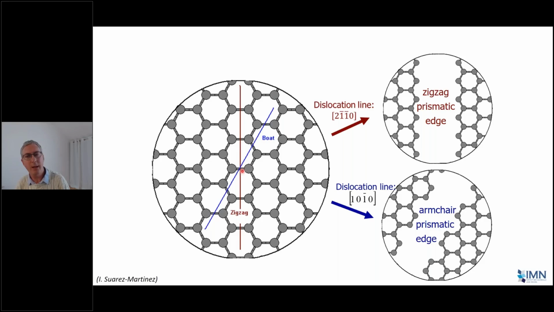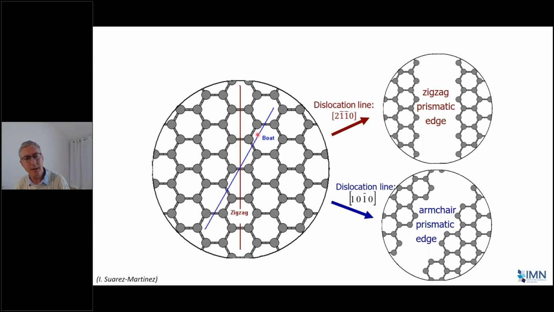And if we cut along the red line, this is the 2 bar 1 bar 1 0 in terms of crystallographic symmetry, then you can see that if you take off all the right hand side of here, you're left with this zigzag edge. So that would be the edge of our extra plane sticking into the graphene.